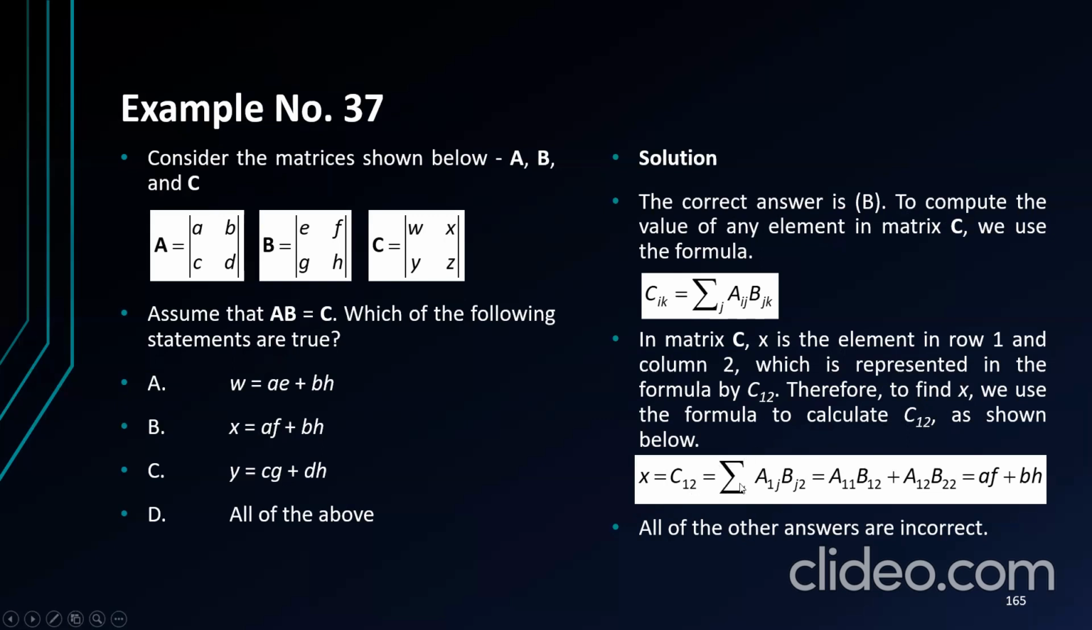So X equal to C12 is equal to summation of A1j Bj2 is equal to A11 B12 plus A12 B22. This is A11 A, B12 F. Okay, then A12 B and ito, H. Ayan. So, ito nyo yung iba, yung W, saka yung Y. Ito yung W is C11, saka this is the C21. I-try mo, incorrect siya. Okay? So, ito lang ang tumama. That is letter B.